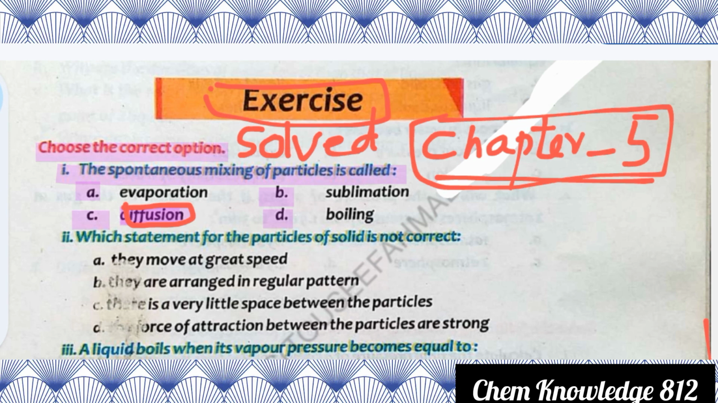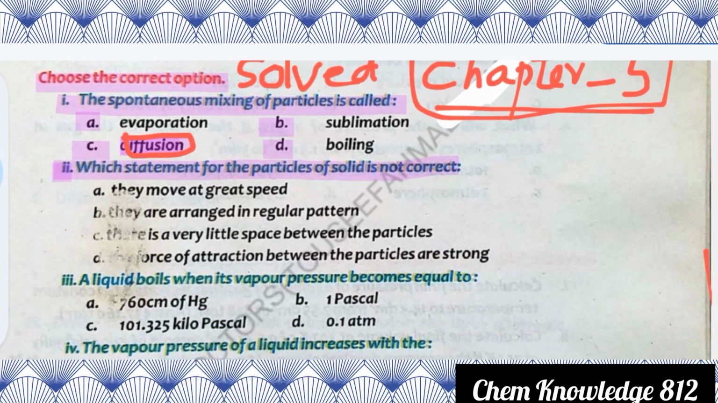Number second, which statement for the particle of solid is not correct? Number first, they move at a great speed. They are arranged in regular pattern. There is a very little space between the particles. The force of attraction between the particles are strong.